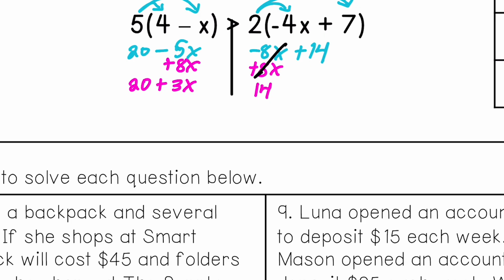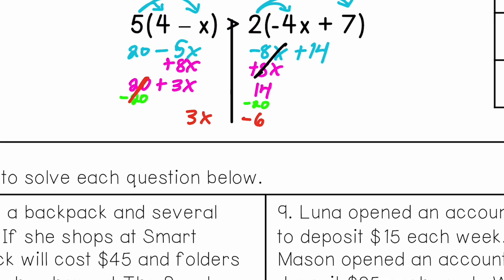All right, now from there, I need to get rid of this 20 here. So that's a positive 20. I subtract 20 on both sides. Let me make my line a little bit longer here. 20 minus 20 goes away, and I'm left with 3x. 14 minus 20 is going to be negative 6.